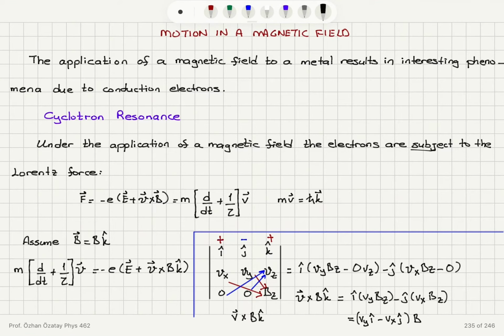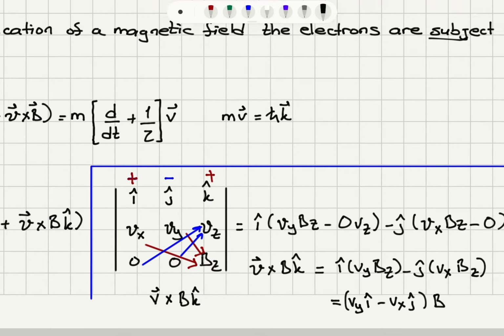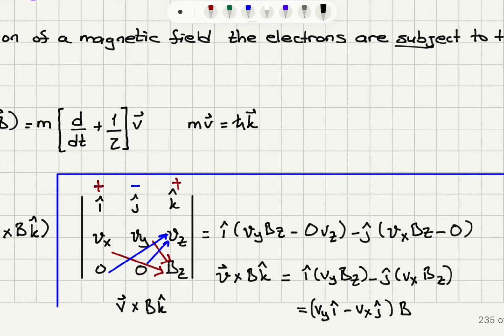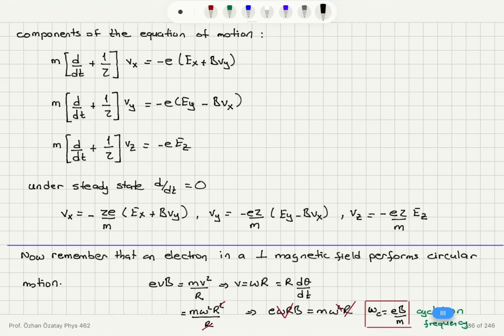Assuming B is equal to B k hat, we can perform this cross product. So we have the determinant i hat, j hat, k hat, vx, vy, vz, 0, 0, Bz. Performing this cross product, we find that v cross B is vy i hat minus vx j hat, times B. So we can write then the components of the equation of motion.